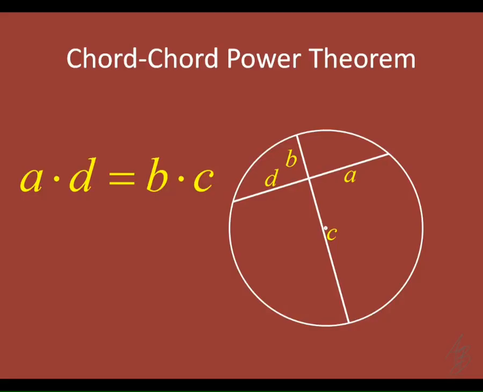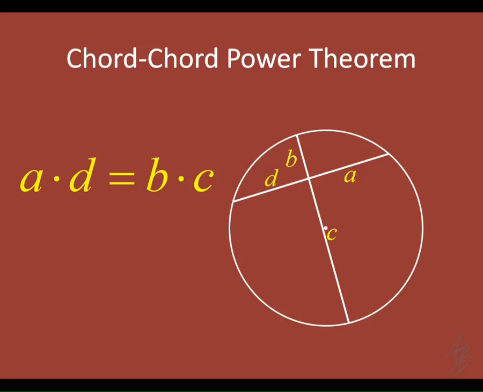Chord-Chord power theorem. Write it down. So this is called the Chord-Chord power theorem because we have two chords intersecting each other. It doesn't matter in what way they intersect, as long as they cross each other inside of the circle, this relationship is going to be true.